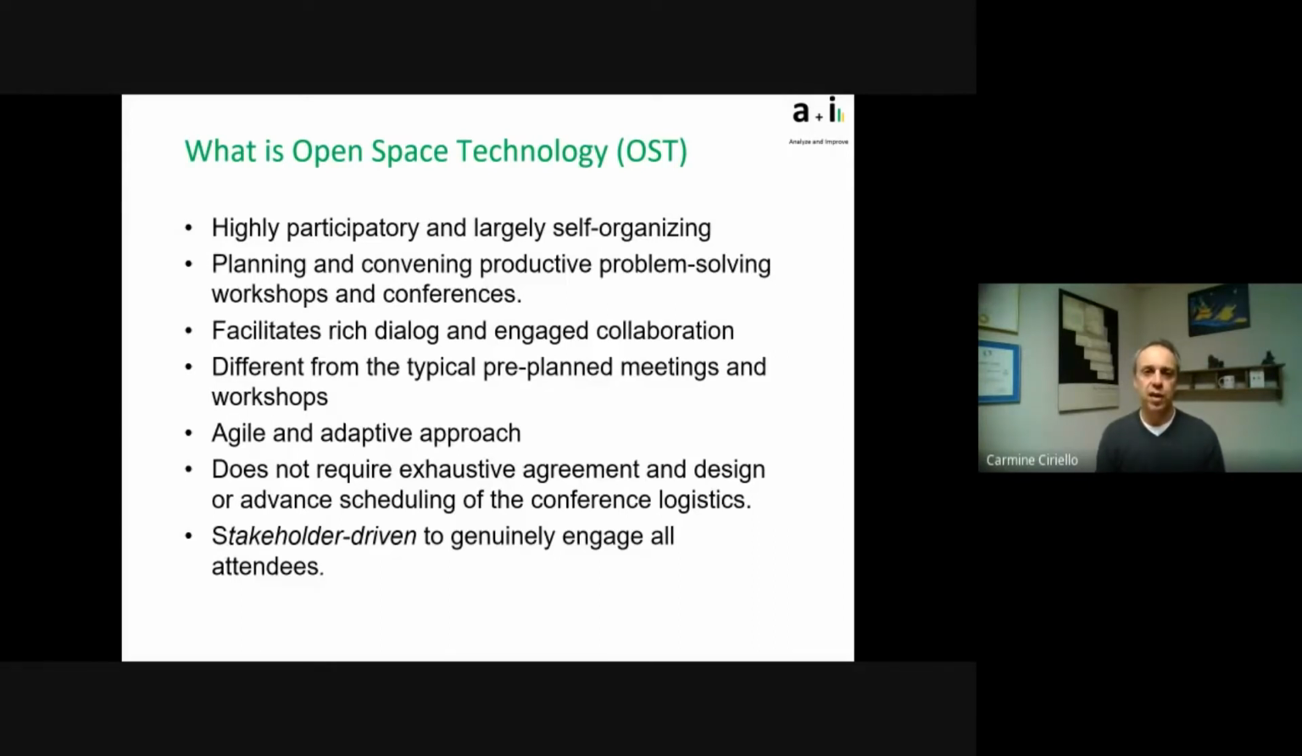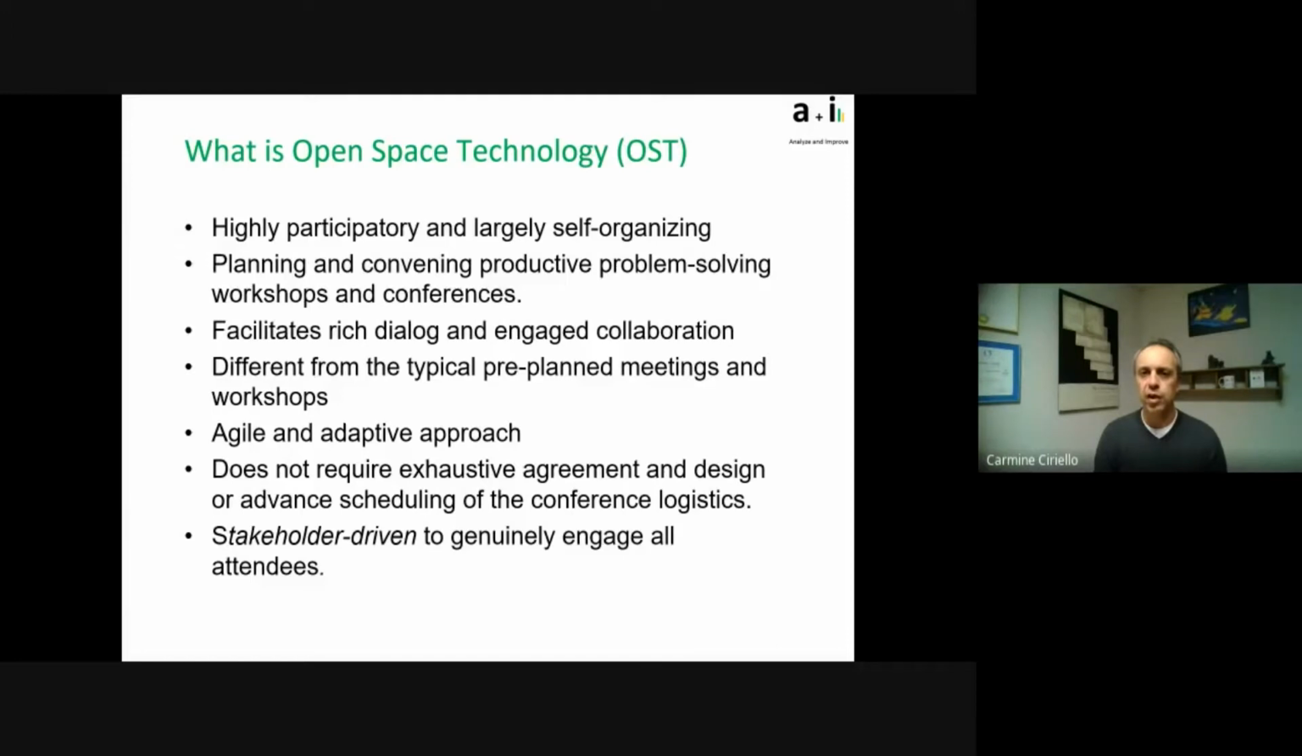So first of all, it is highly participatory and self-organizing, where a usual workshop or conference is all predefined with an agenda ahead of time and almost laid out well in advance. This is organized by the participants. The attendees really guide how this is going to turn up and the topics that are going to be covered during the course of the days.